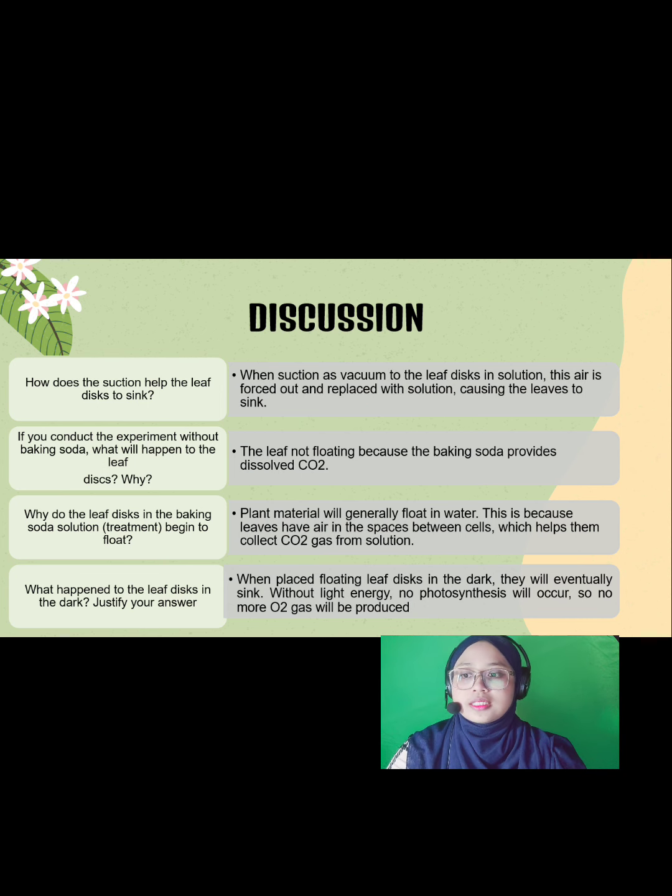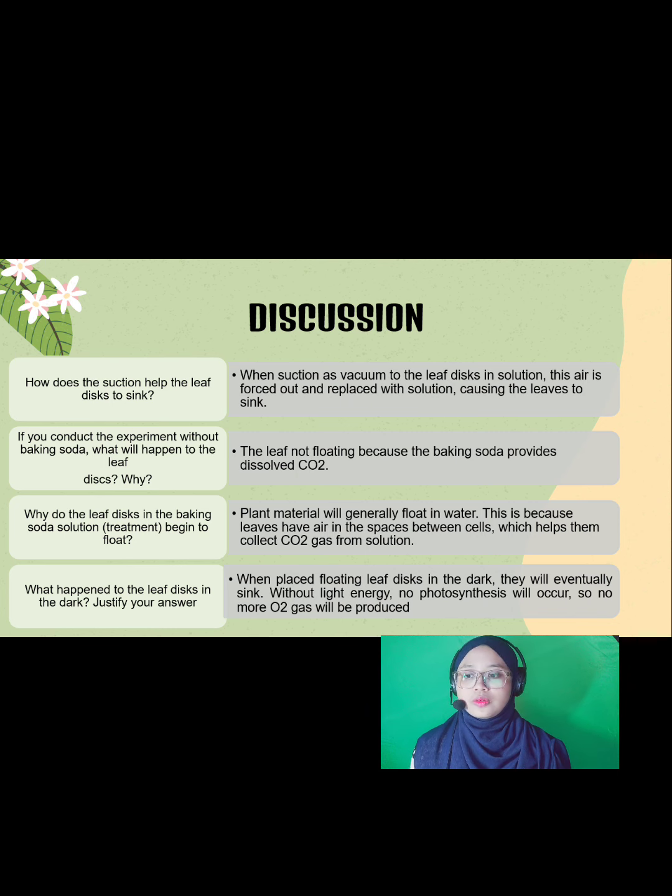Discussion: how does the suction help the leaf to sink? Okay, the suction acts like a vacuum on the leaf discs in the solution. The air in the leaf is forced out and replaced with solution, which causes the leaf to sink.